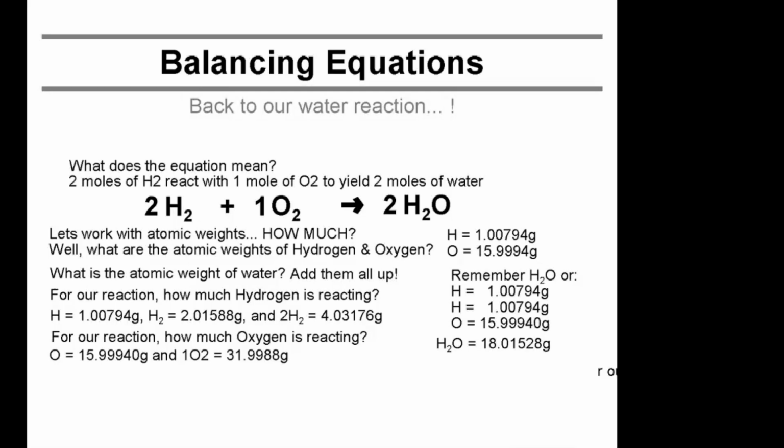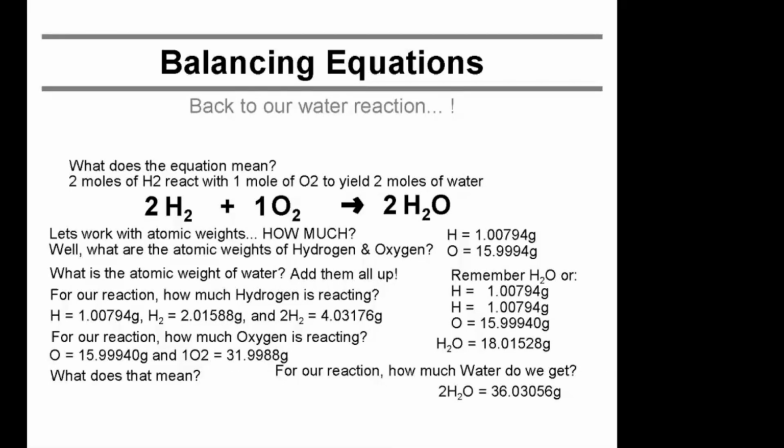And the end is asking, for our reaction, how much water do we get? Well, we get 2 H2O, so I need to double my 18.01528 grams. Now comes the clincher. The weight on one side of the arrow should be the same as the mass on the other side of the arrow. So we need to conserve mass as well.